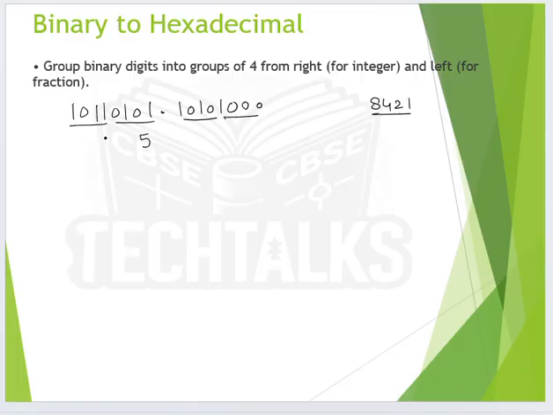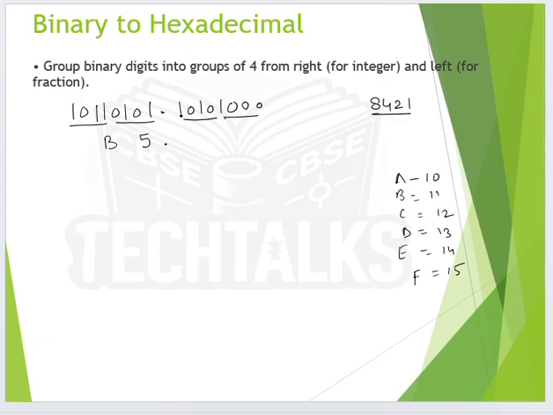And how to represent 11? By B. I told you in the previous video, I am writing it again here. 10 is A, B is used to represent 11, C is used to represent 12, D is used to represent 13, E is used to represent 14 and F is used to represent 15. So this is the conversion point.